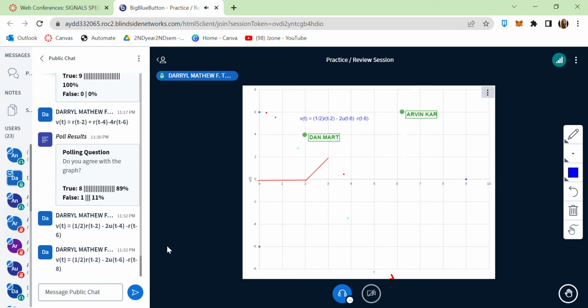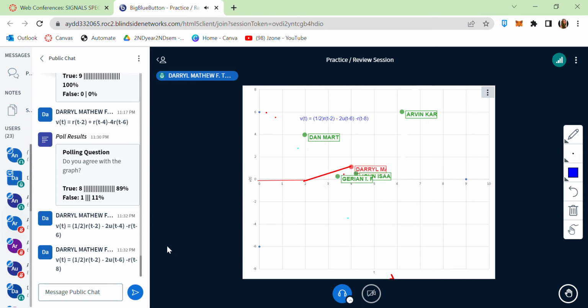Masyadong sharp yung incline natin. Yung nagawa mong slope is 2, pero yung slope na nandyan is 1/2. So, bale, kada increment niya sa t, kalahati lang yung iaakyat niya. And bear in mind, yung increments ng graph natin is 2 rather than 1. So, technically, ito naman yung slope niya is 1. So, just be careful lang about yung increments natin. So, mas shallow siya dapat.